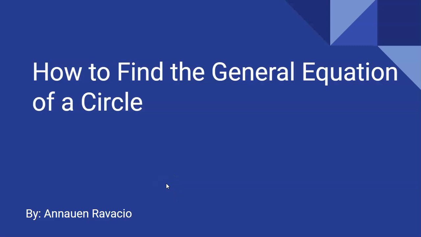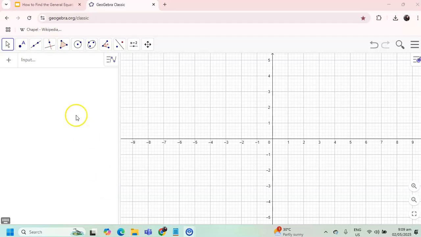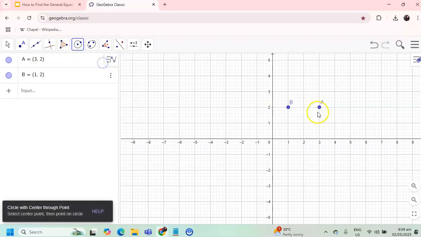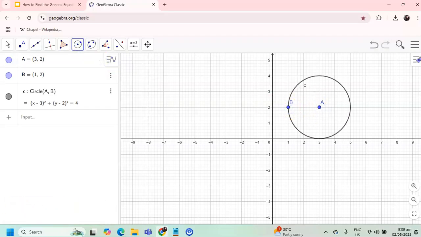Good day, dear Tuti. In the first video, we sketched the graph of a circle with center at (3, 2) and a point on the circle at (1, 2). This allowed us to visualize the circle using GeoGebra. So we have a center of (3, 2) and we have a point on the circle (1, 2). And this is our circle.